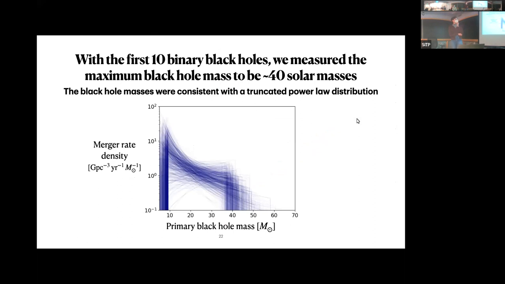So what we actually did was fit this simple power law model, again just from the first 10 events. We fit the minimum black hole mass, the power law slope, and the maximum black hole mass. Each one of these purplish blue lines that you see here is one draw from the posterior that we infer on that mass distribution. You can see that most of these posterior draws cut off at around 40 solar masses. There are 500 of these draws here, so there's only a few in 500 chance that the truncation happens at masses as high as 50 to 60.